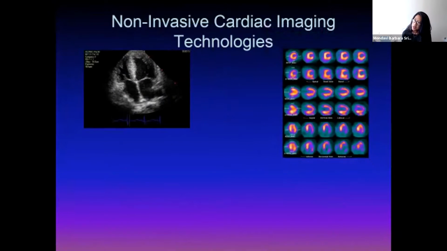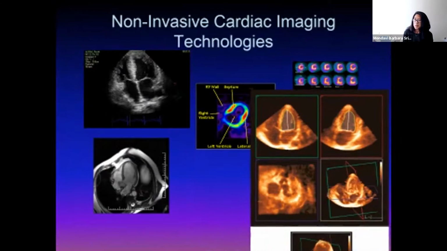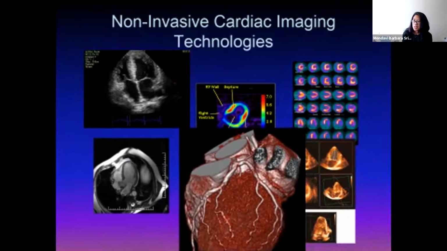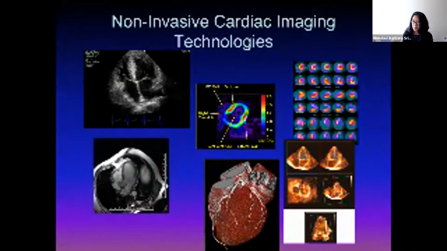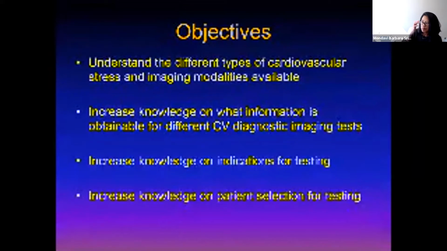So those of you who have been on the wards know there's a lot of different cardiac imaging technologies that are out there. This is not meant to be comprehensive, so that you're going to know how to read these studies. This is more just to let you know what the studies look like, what you can expect from the studies, what the indications are for different types of studies that we have available, and which patients we send for different types of tests.